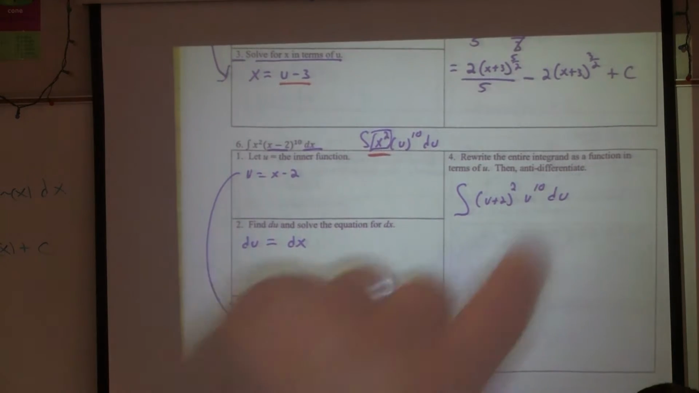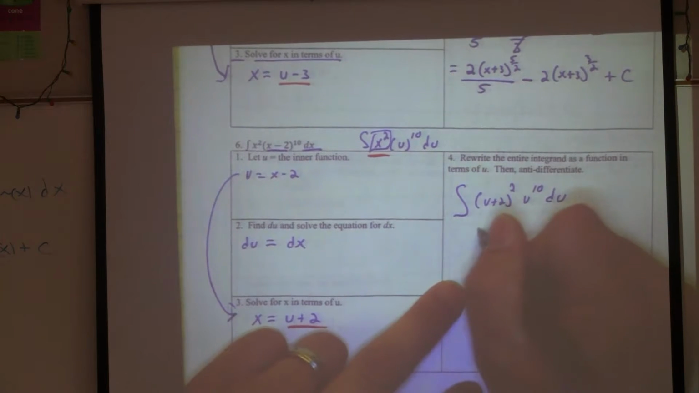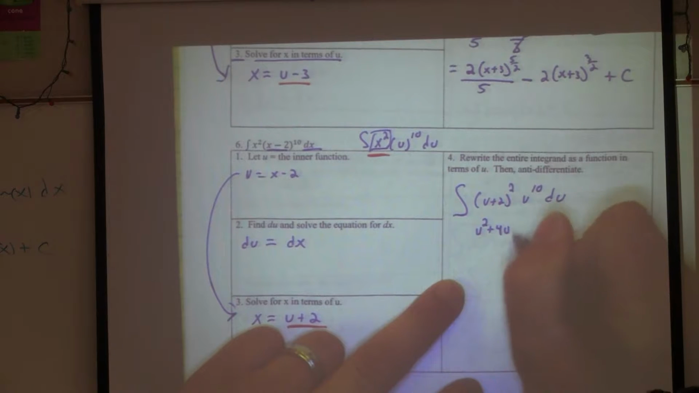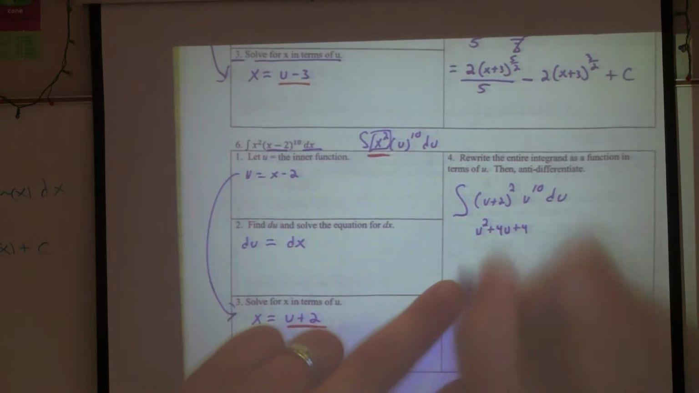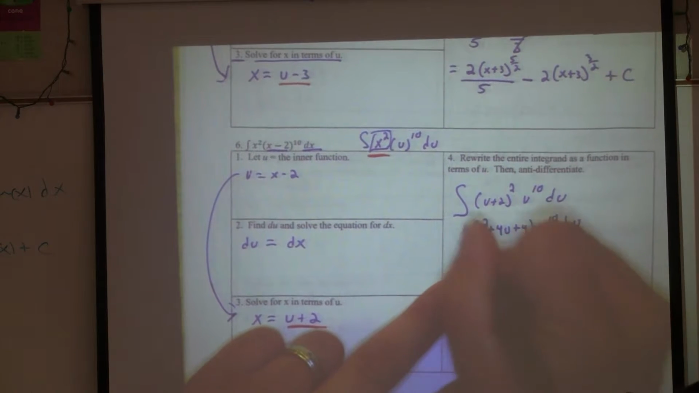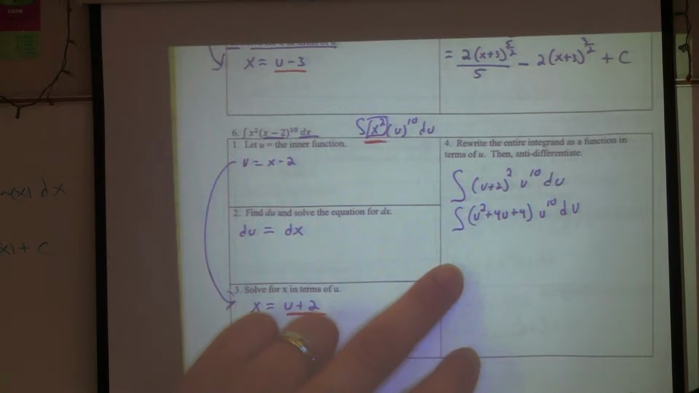Alright, so how do I square a binomial quickly? u squared plus 4u plus 4, right? All of that times u to the 10th du, and the integral. We still haven't integrated yet, we're just rewriting the problem.